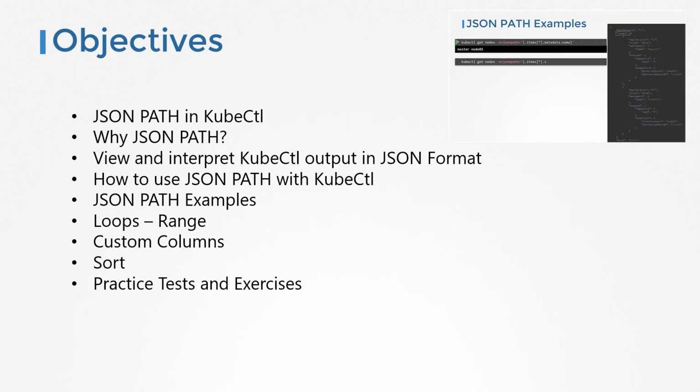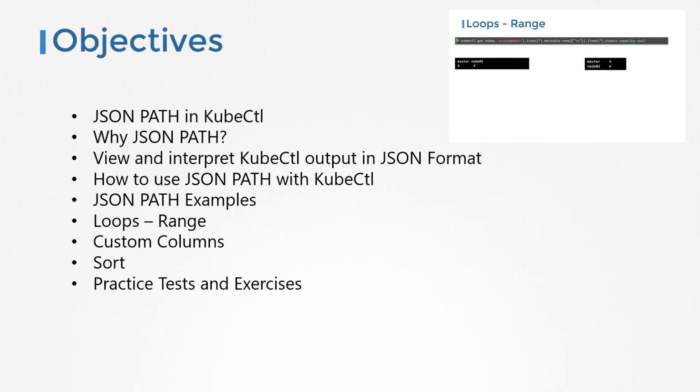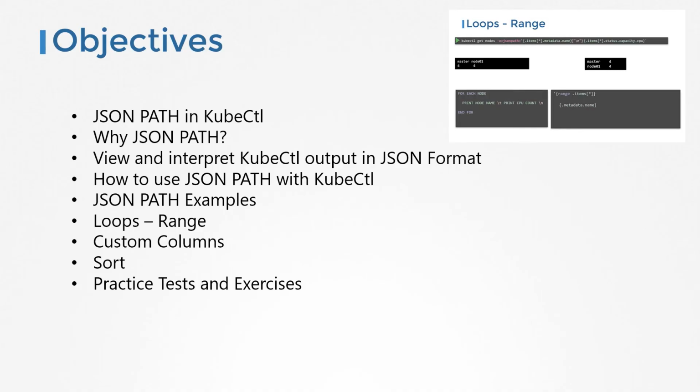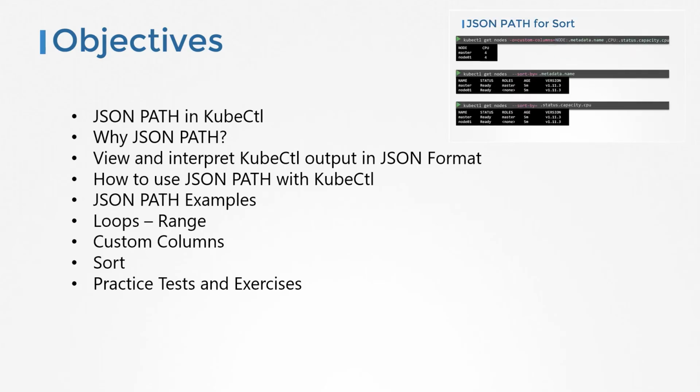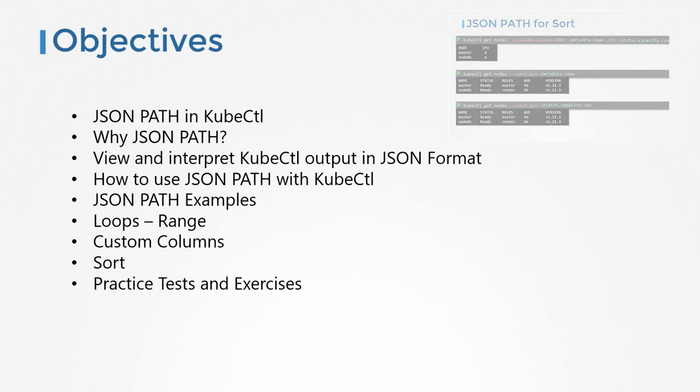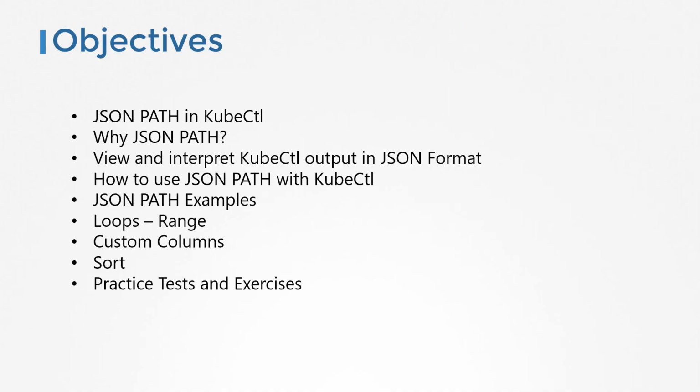We then look at several JSON path examples and then go through loops before finally looking at custom columns and sort functionality of kubectl. Once done, you will go through a set of practice tests where you get to practice what you learned through some fun and challenging exercises.